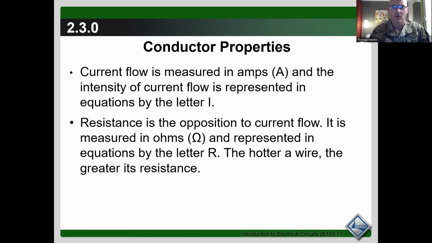Now, current is flow. Current flow is measured in amperage, and the intensity of the current flow is represented in the equations by the letter I. Trying to see how I can best express amperage. So if the pressure of pushing the water out is voltage, it's the water itself that's being pushed that would be the amps.